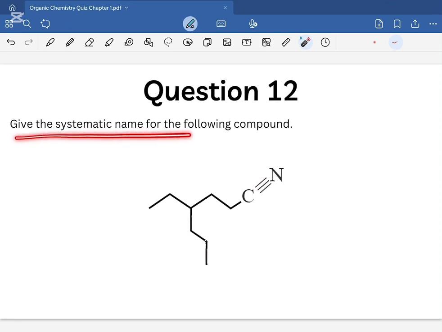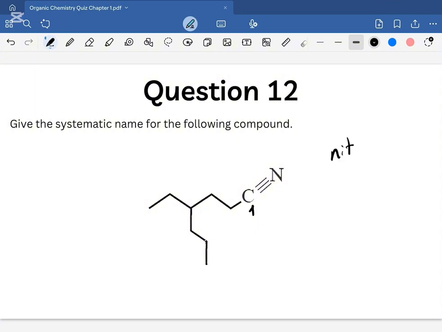Question 12, give the systematic name for the following compound. So first, let's count the longest chain, and we need to count from this carbon, as it's the functional group, it's a nitrile group. So we have 1, 2, 3, 4, 5, 6, and 7.